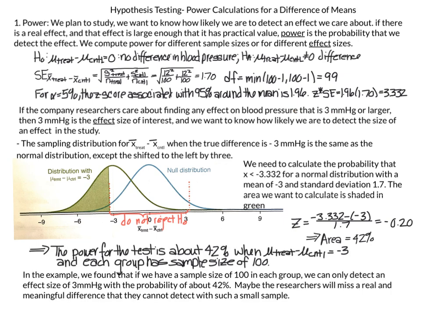To summarize now, also using our new vocabulary, the power for the test is about 42% when the difference between the means in the population is really -3, and each group has a sample size of 100. So in this example, we found that if we have a sample size of 100 in each group, we can only detect an effect size of 3 mmHg with probability about 42%. So we miss it about 58%. Maybe the researchers will miss a real and meaningful difference that they cannot detect with such a small sample size.